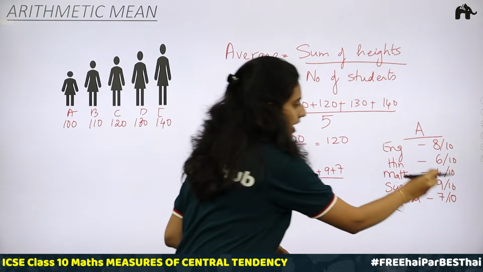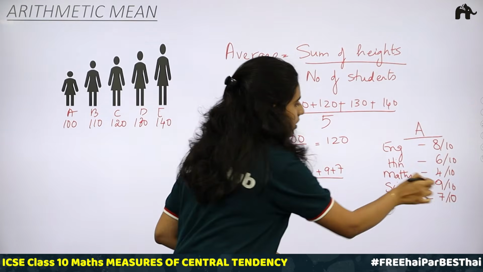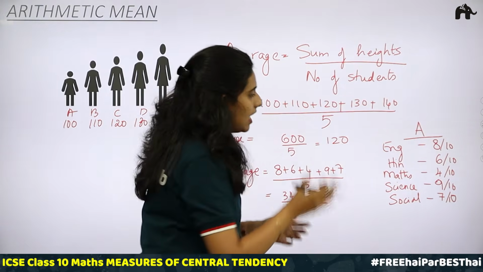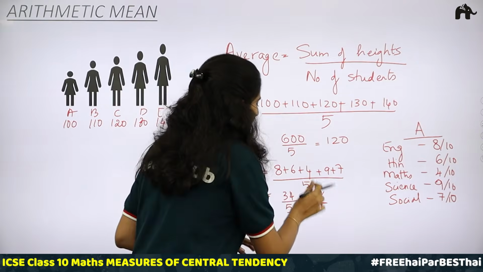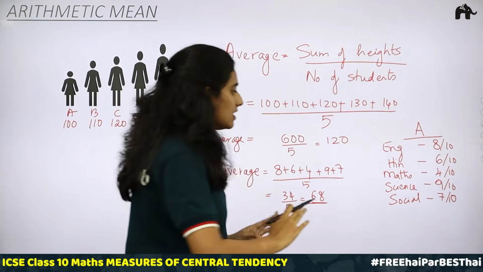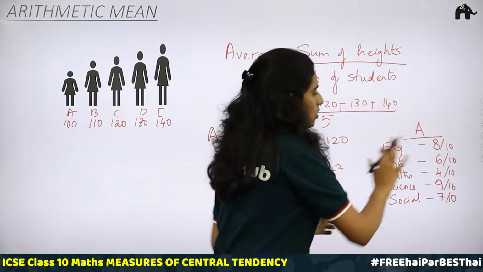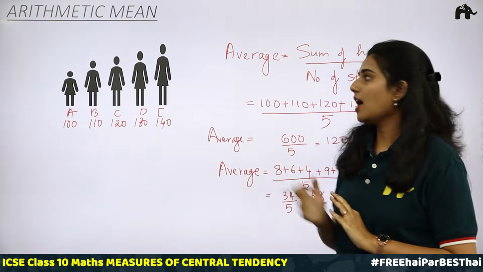Okay, not 9 nor 4, a number that lies between the two, highest value and the lowest value. So 6.8 lies between 9 and 4. So we can find that the average will be a number that is less than the highest value and greater than the lowest value. Clear? So this is the basic idea about arithmetic mean.